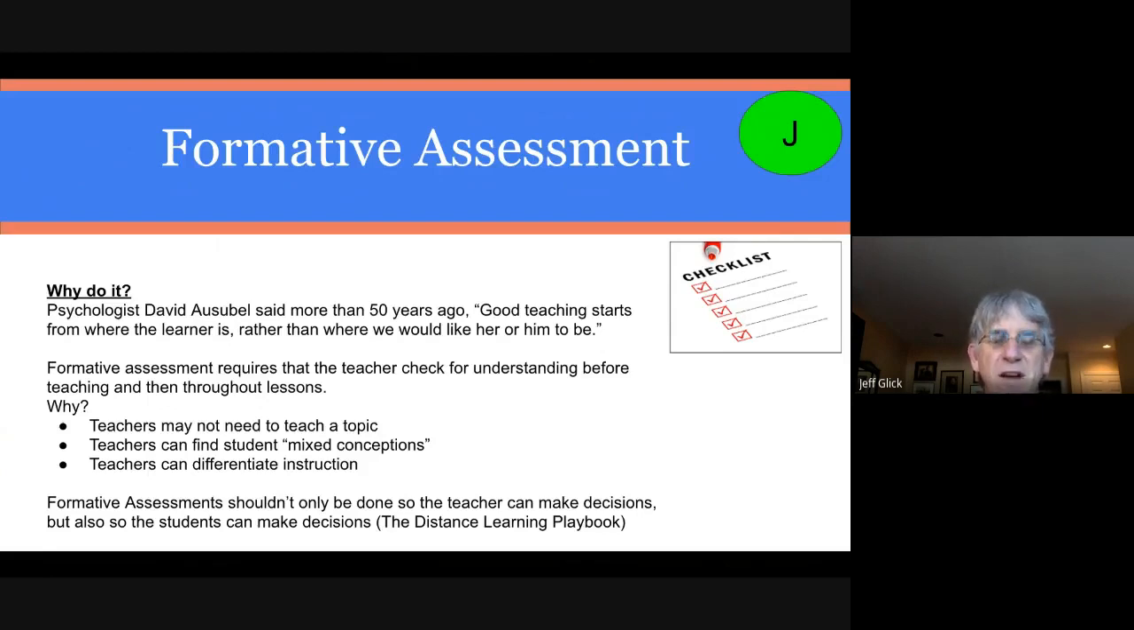Formative assessments, I got this out of a book that we had to read for our group. They should be done not only for the teacher to make some learning decisions, but also so that students can make learning decisions, so that the student can self-assess and use that metacognition to see where it is that they feel they need to go.